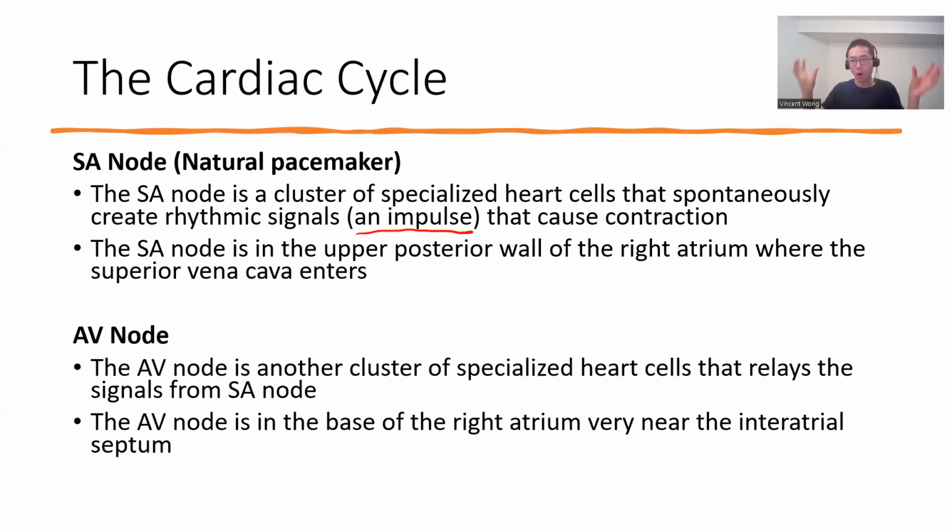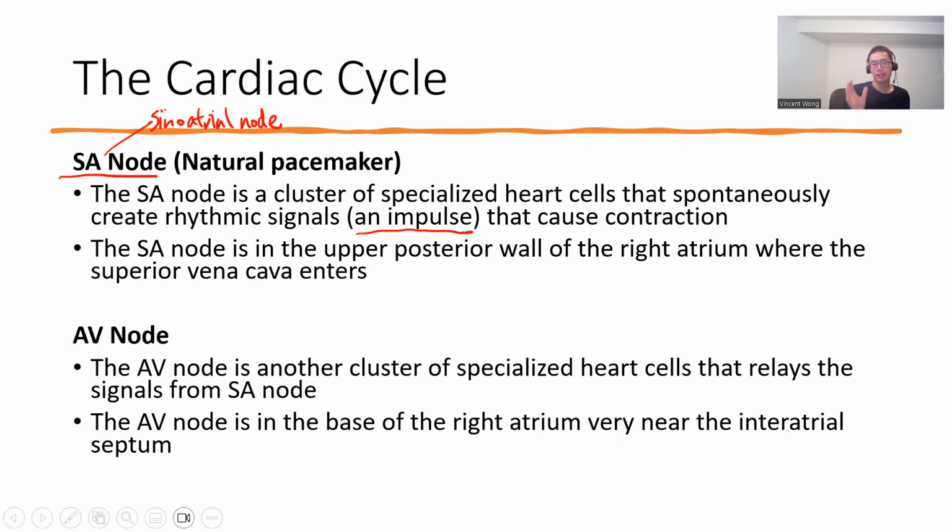But the whole heart is not going to contract all at once. I told you already, the atria go and then the ventricles go, right? So the contraction will not occur until the signal gets to that part of the heart. The signal originates from the natural pacemaker, which has a name. It's called the SA node, the sinoatrial node. You can just say SA node, but that's what it stands for.